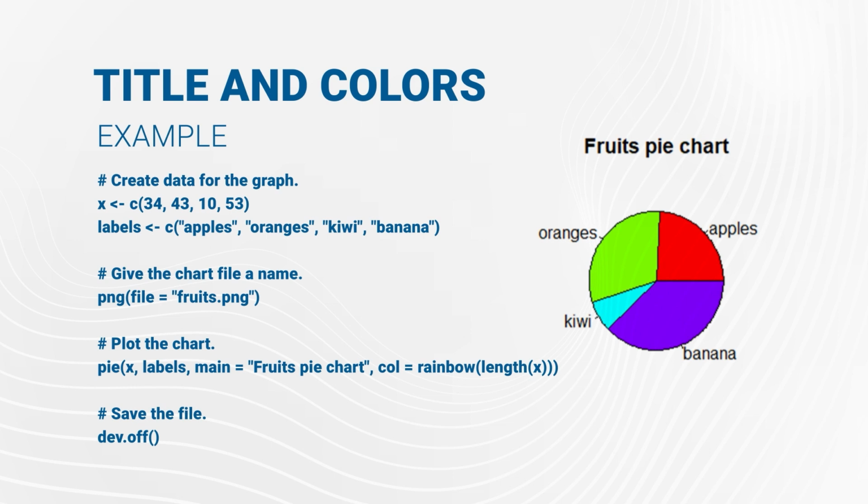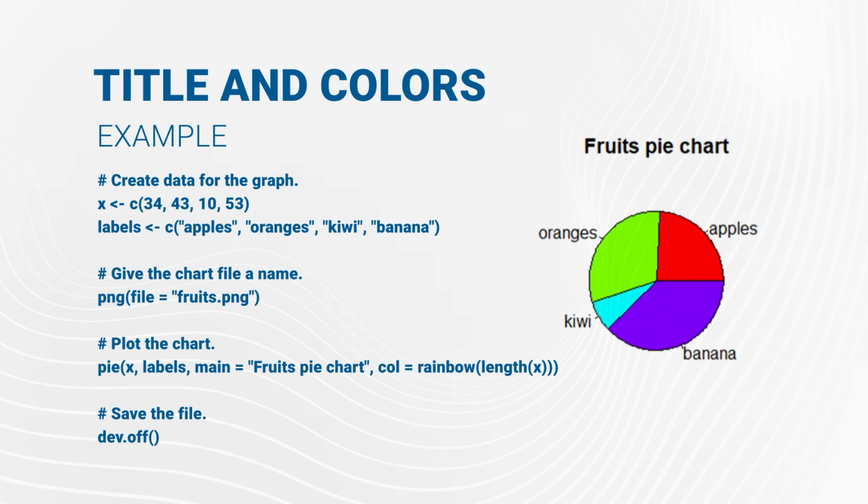For color, you can select the color palette. What we have taken depends on the length of x. x has 4 particular values, so you just write the color palette as rainbow 4. Since the length of x is 4, it will be rainbow 4. It will assign 4 different colors to the different values. Okay, so kiwi is assigned a different color than in the previous one.